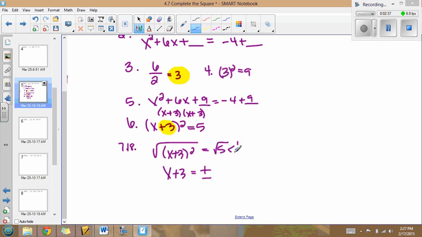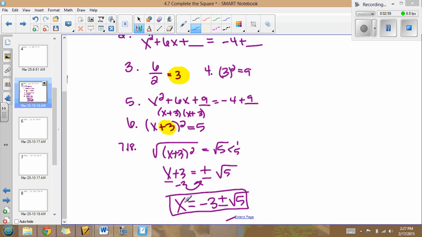So since my only factors are 1 and 5, I know that it's in its simplified form, and it's just the square root of 5. So my last step, to get x by itself, I want to subtract 3, bring that to the other side. So x equals negative 3 plus or minus square root of 5.